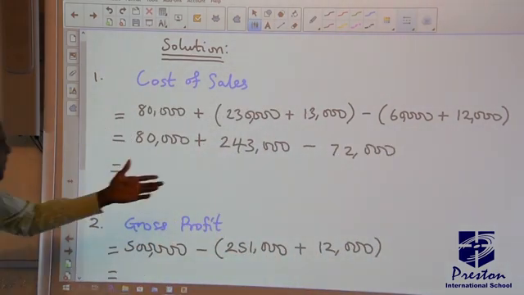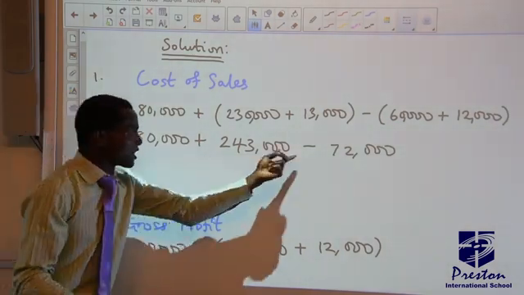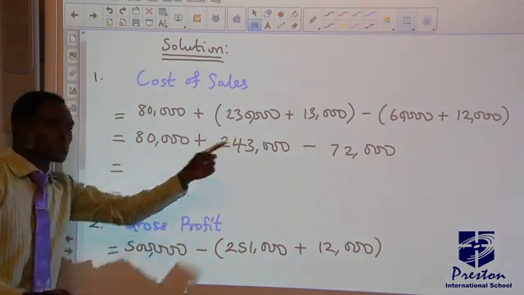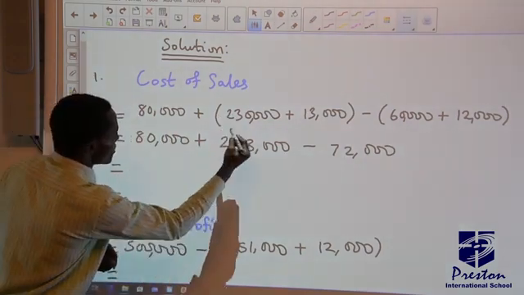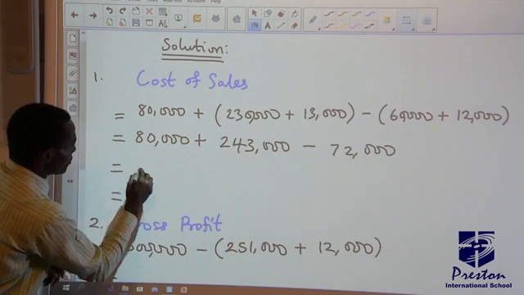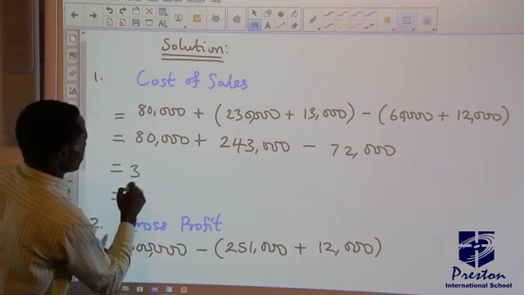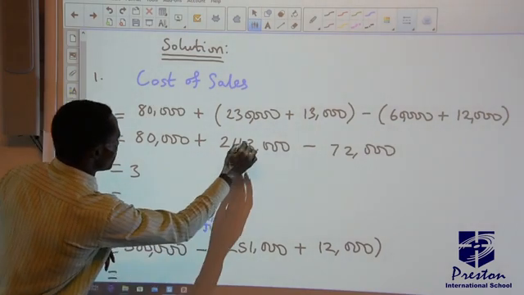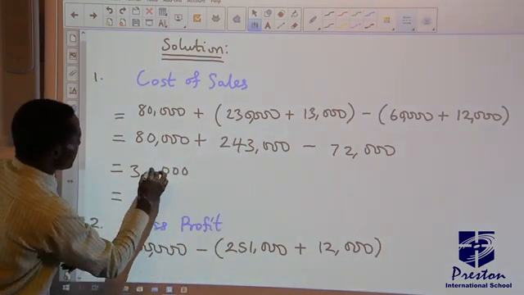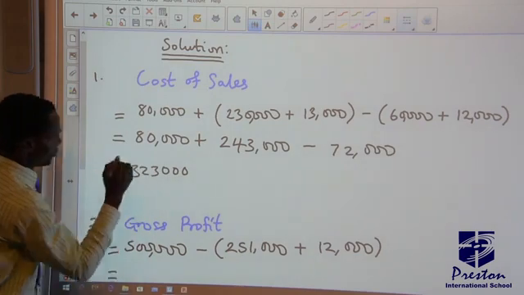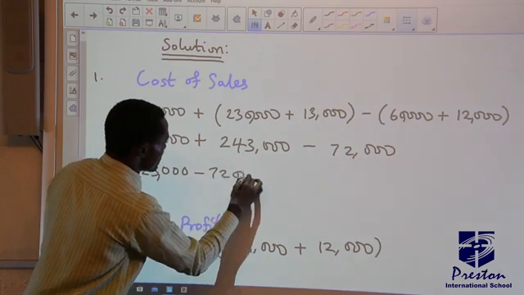Now we can see that we have opened the bracket, but yet we still have our addition and subtraction. According to the rule of BODMAS, addition comes before subtraction. So we must add our 80,000 naira to this. 80 plus 243 gives us 323,000, minus 72,000.